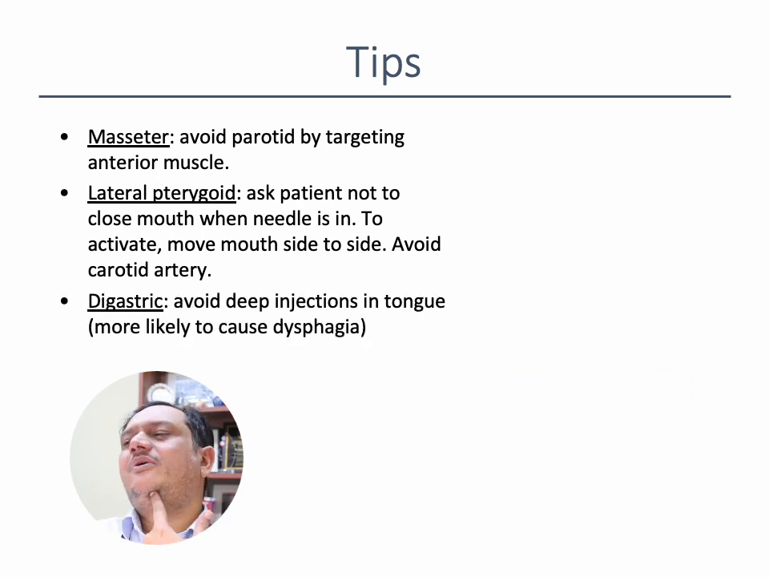Digastric: when you're doing it from down here, don't make it deep, because digastric is a very thin muscle, and just below digastric is the genioglossus, or the tongue muscle, and you will cause tongue paralysis or weakness and high risk of dysphagia.